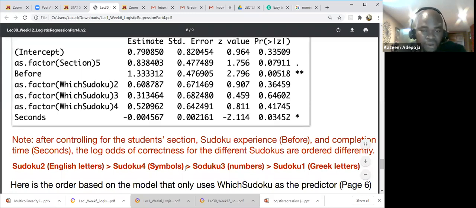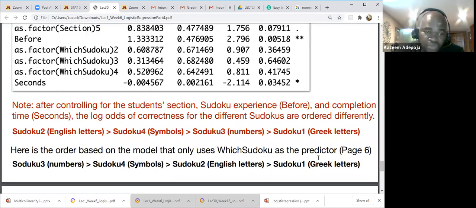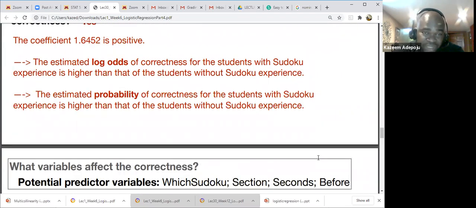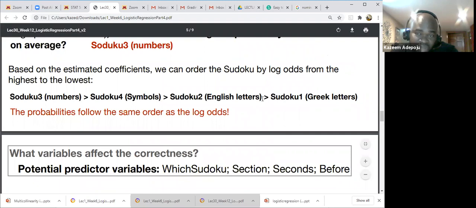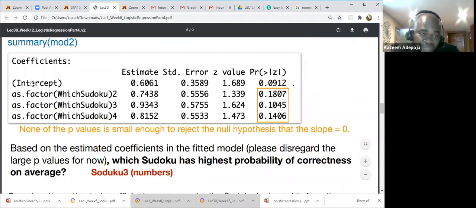Okay, so here is the order based on the model that only uses which Sudoku as the predictor, on page 6. If you look at what we have done before, I'm going to take you back. When I was working with Sudoku as the only predictor in the model, I'm going to show you right now. This is what I'm talking about. This was the order before. And I told you in this particular model right here, the intercept is automatically talking about Sudoku 1.